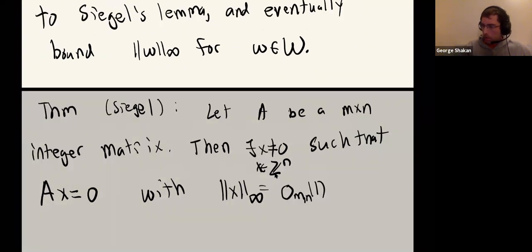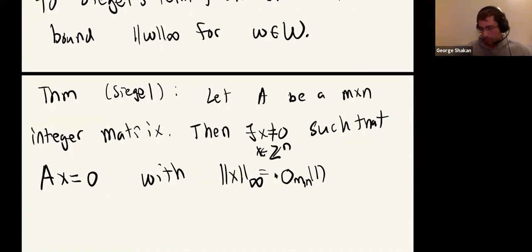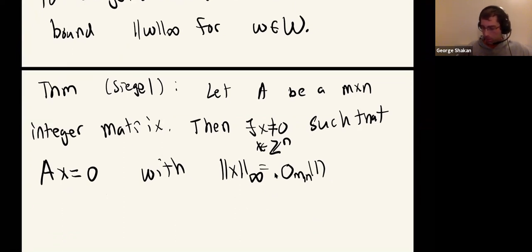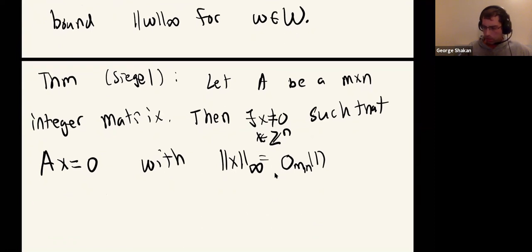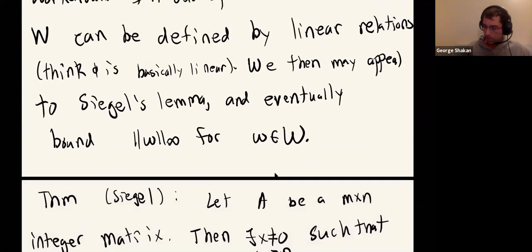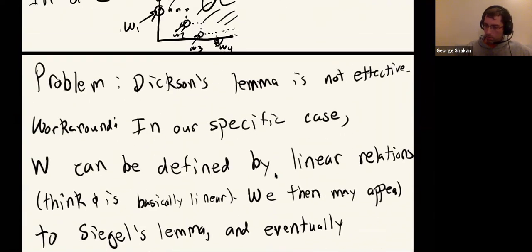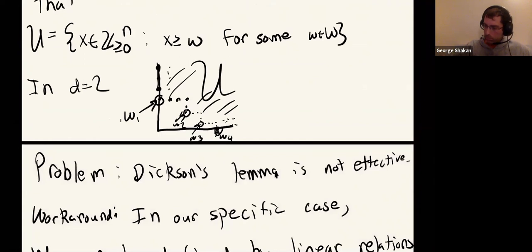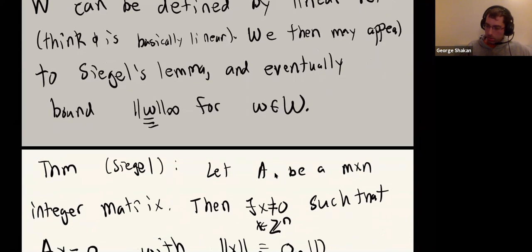So it turns out applying some version of Siegel's lemma, we can't just apply this as a black box. There's definitely some issues here, but you can finesse it into a way that it's applicable to our problem. You're able to eventually bound these W's here, which remember look something like this. And it turns out that just having a bound for these W's is enough.